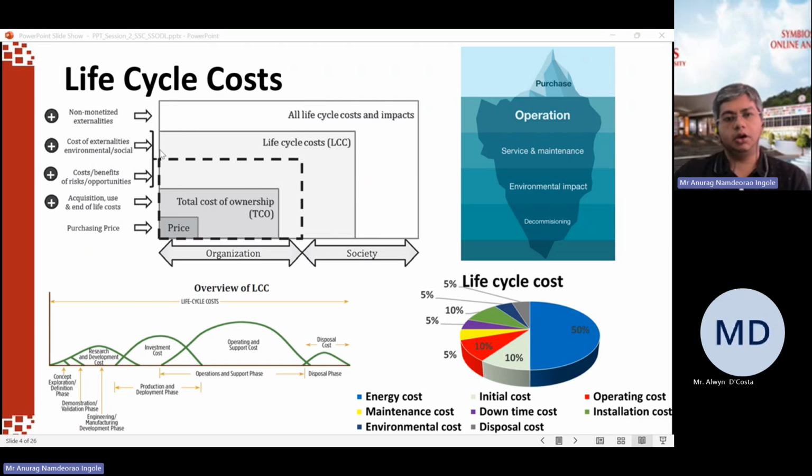So this area under the dashed square is the cost to which your organization is exposed. And then the life cycle cost is when we add to this cost the cost of externalities, environmental or social. So once that product goes out of your factory, what are the different costs associated with that particular life cycle phase of the product?